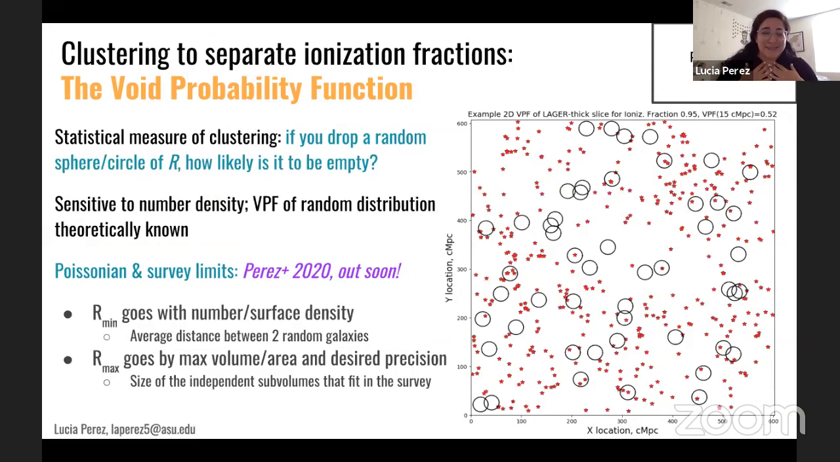My clustering method of choice is the void probability function. It's a really simple measure of clustering. You just ask, if you drop a random sphere for 3 dimensions or a circle for 2 of a given size, how likely is it to be empty in your distribution? The VPF is really sensitive to number density, and we know the VPF of random distributions theoretically. Part of the work I was doing for the first couple of years of my grad program, in a paper that's in the final stages of review, is thinking about how we can use the logic of the VPF to get a sense of when your clustering measurements can be trusted, and also to make predictions: you might need this many galaxies in this kind of volume to get that measurement. So keep an eye out for that in the next couple months.